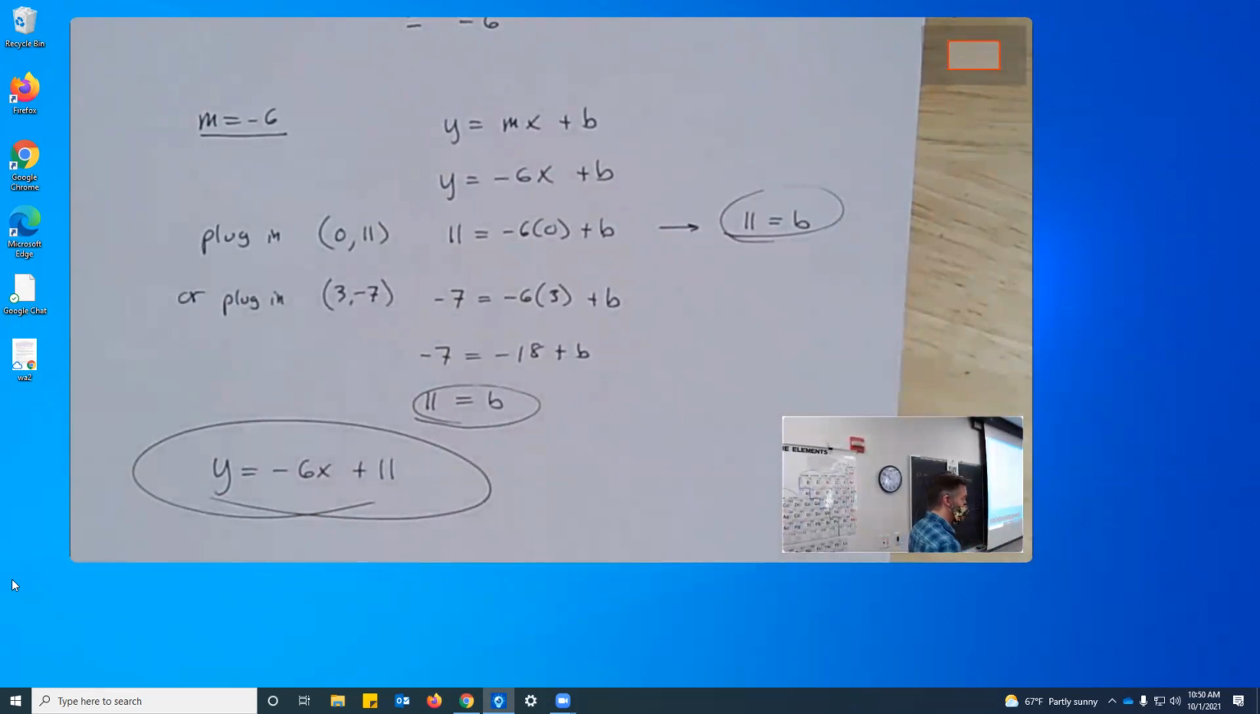So that's how we would do a question like that. We find the 2 points they're asking us for, the vertex and the y-intercept, and then we have to do the work to find the equation of the line that goes through those.